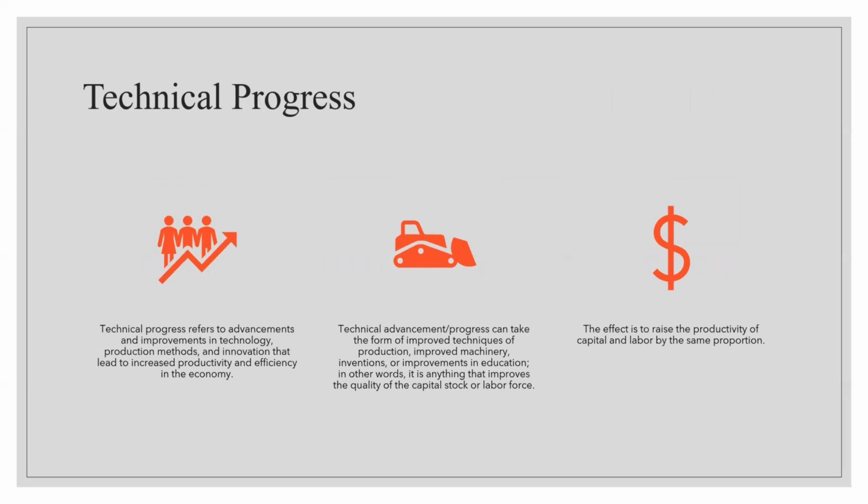Technical progress. Technical progress refers to advancements and improvements in technology, production methods, and innovation that lead to increased productivity and efficiency in the economy. Technical advancement or progress can take the form of improved techniques of production, improved machinery, inventions, or improvements in education. In other words, it is anything that improves the quality of the capital stock or labor force. The effect is to raise the productivity of capital and labor by the same proportion.